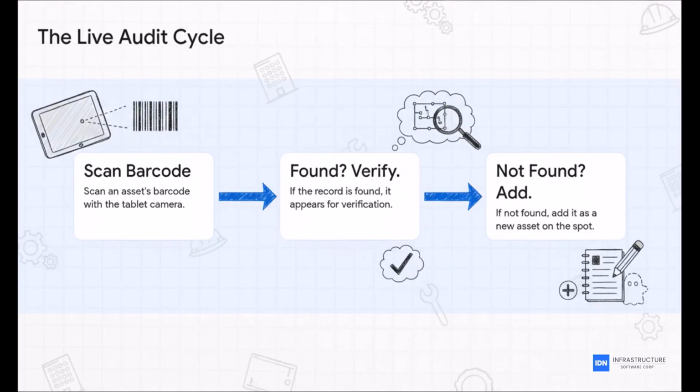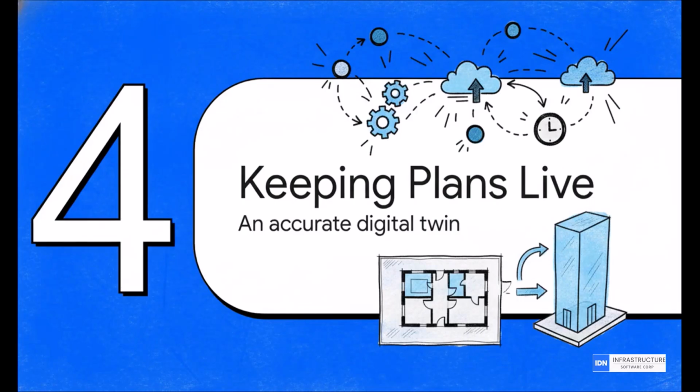So the workflow in the field is this really simple, powerful loop. You scan a barcode. If the system knows it, poof, the asset's full record pops up, and you can verify its condition and location. But what happens if you scan something that isn't in the system yet? No problem. It'll just say, hey, I don't recognize this, and you can create a brand new record for it right then and there. This brings us to a really crucial point. A digital plan is only useful if it actually matches reality. So how do we keep it from getting out of date? Well, the whole idea is to maintain a perfect digital twin of your building, one that's always accurate.